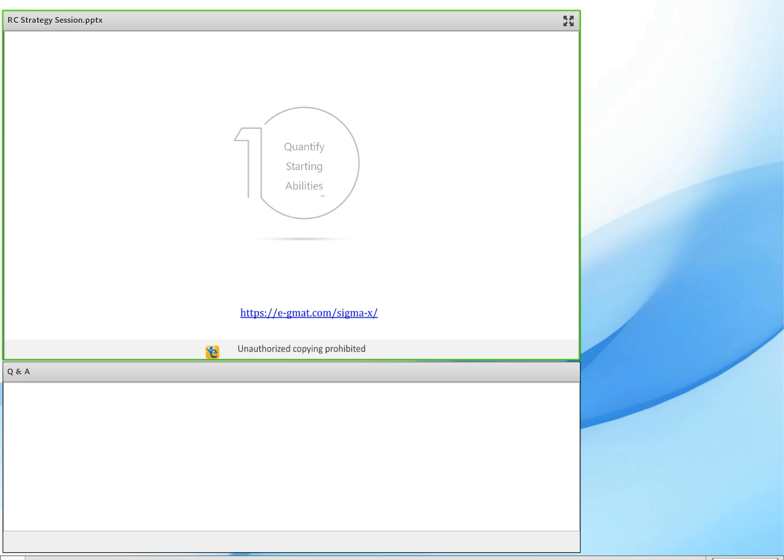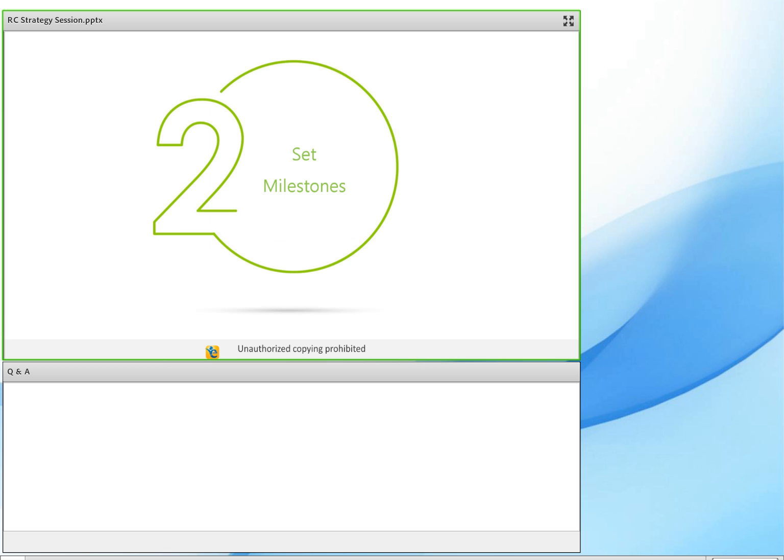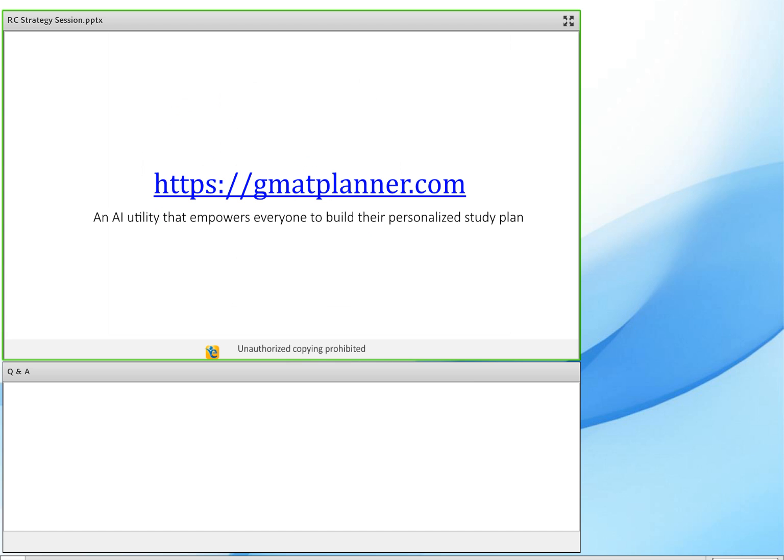So how do you quantify your starting abilities? e-GMAT offers the world's only mock test that gives you 5 ability scores. 1 in SC, 1 in CR, 1 in RC, 1 in arithmetic, and 1 in algebra. This is essentially the same report that you get with an ESR when you take the actual GMAT. So when you do that, you get your starting abilities. And then if you Google Sigma X Mock, you're going to get to this URL, and then each one of you can get your starting abilities overall.